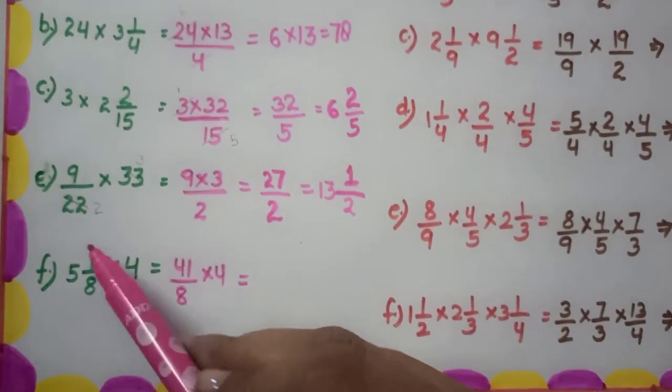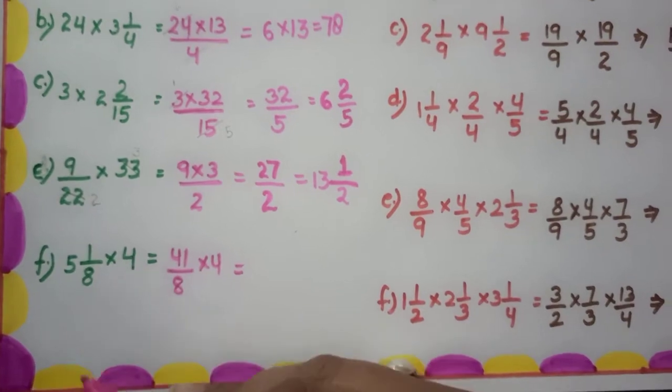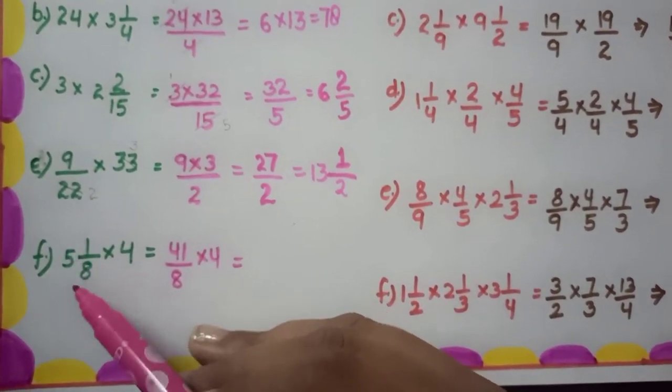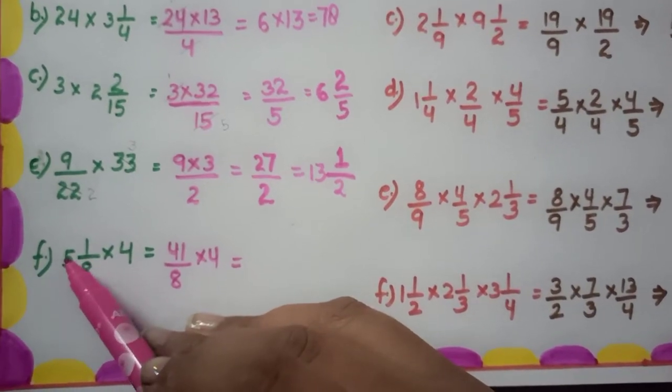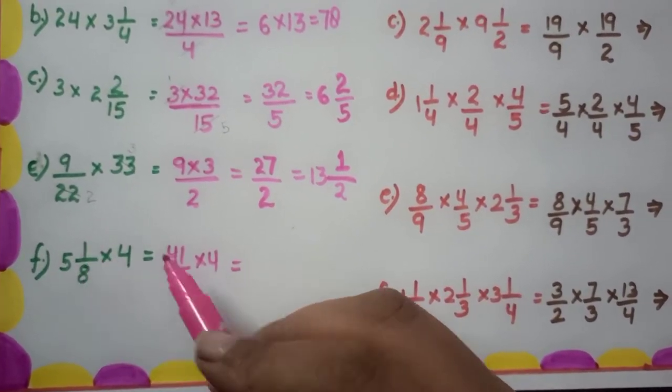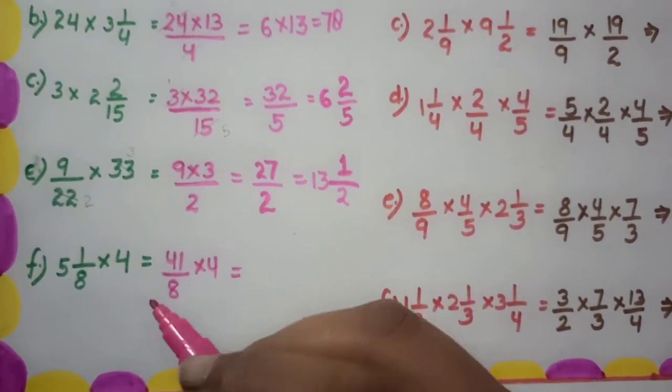Now again in the F part we have a mixed fraction and a whole number. Let us first of all convert this mixed fraction to an improper fraction. 8 5s are 40 plus 1 will give us 41 and in the denominator we will write down 8.